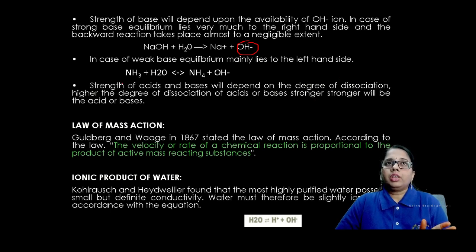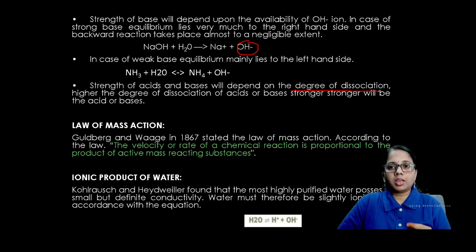So weak acids and weak bases play a different role. That's why the relative strength of those acids or bases cannot be explained by this Lewis concept. The strength of acids and bases depends on the degree of dissociation. We know Ka and Kb, that means the acid dissociation constant and the base dissociation constant. The higher the degree of dissociation of the acid or base, the stronger it will be. So if strong acids or strong bases are used, the degree of dissociation will be more.